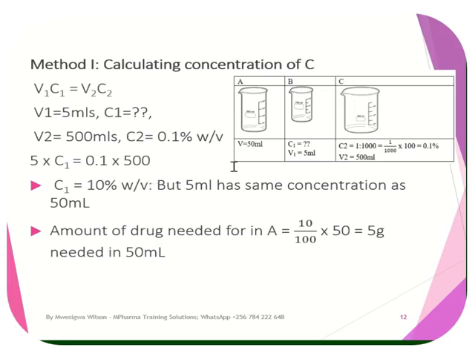But you have to state that B has the same concentration as A, or that the 5 mls has the same concentration as B, because this one was drawn from this. So to get the quantity of drug needed in A, just use the percentage. 10 out of 100 times 50, it will be 5 grams. Because they want how much drug should be used in preparing. So this 5 grams will be used in preparing the 50 mls.